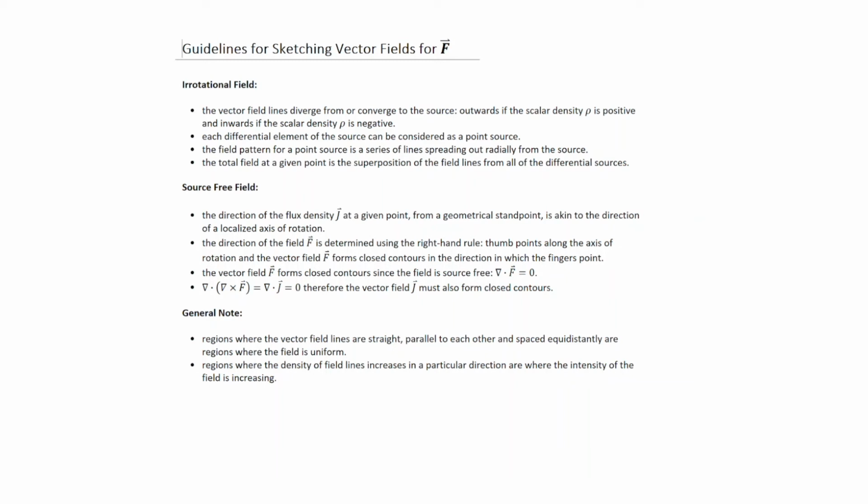And that makes sense because we always talk about a current having to flow through a loop. And a loop means a closed contour. And so when you draw J, you always have to assume there's a return path. This is particularly the case when you're dealing with geometries which appear to be infinite in length. So a general note: regions where the vector field lines are straight, parallel to each other, and spaced equidistantly are regions where the field is uniform. Regions where the density of field lines increases in a particular direction are where the intensity of the field is increasing.